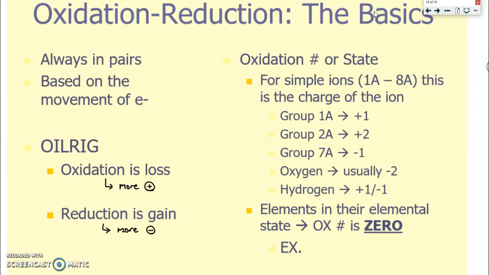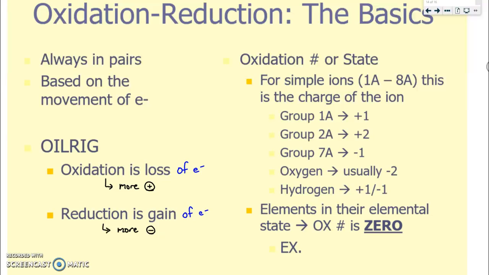The acronym you want to use is OIL-RIG, which stands for oxidation is loss, and again, loss of electrons. So that's going to be producing something that's more positive than before. And reduction is gain of electrons. So that's going to become more negative than it was before.